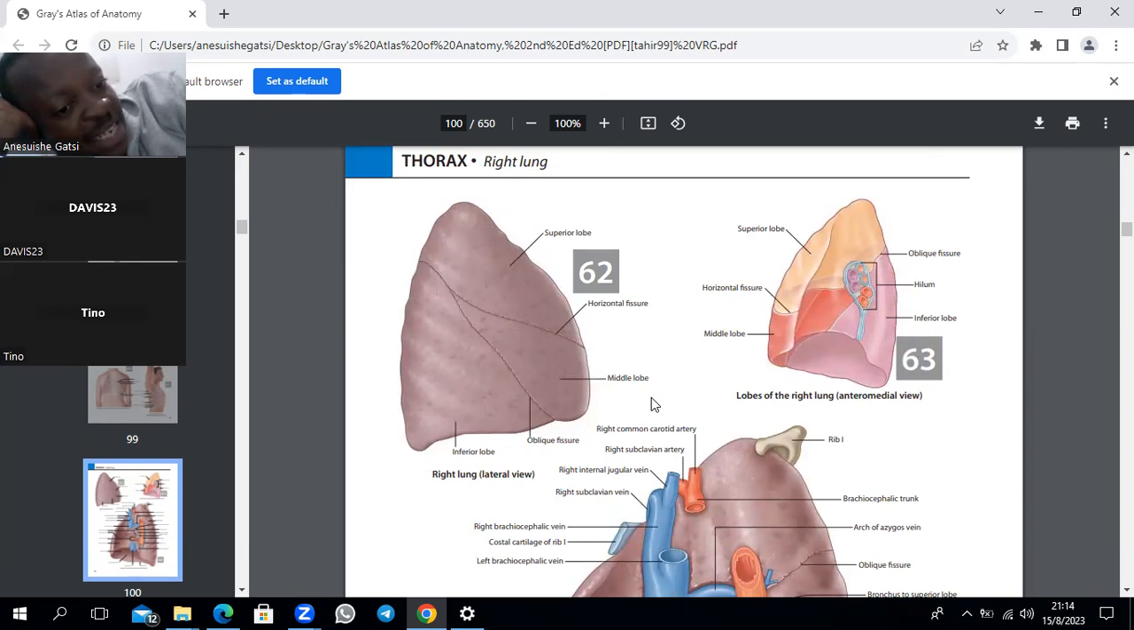You just said the right is the larger. So which one's going to be heavier? The right one is going to be heavier. So the right lung is about 700 grams. Your left one is about 650 grams. Okay. Which one is more vertical?